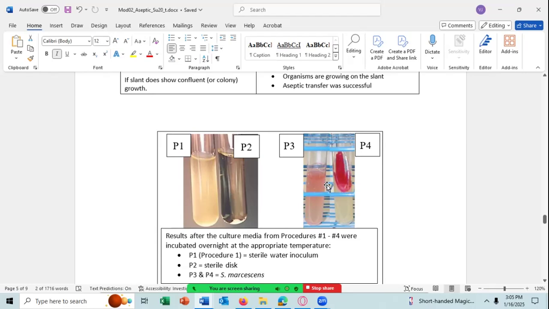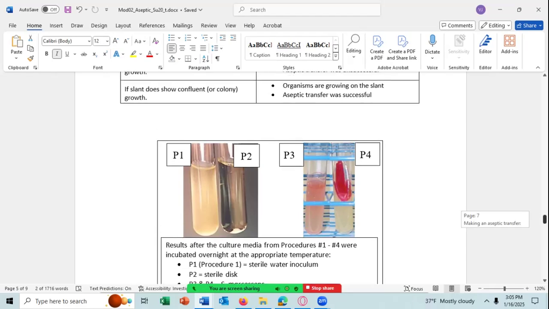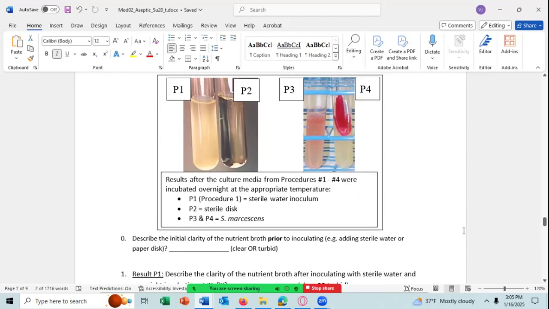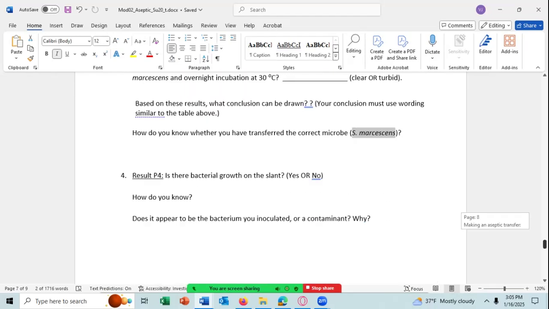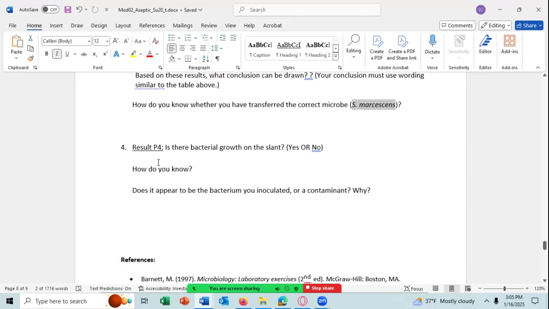You don't need to know this, but Serratia marcescens can swim, and if there's a drop of water here, Serratia marcescens will get into it and then spread there. So that's the results of procedure 4. Come down and answer the questions for 4. For the result of procedure 4, is there bacterial growth on the slant? Just need to answer yes or no. How do you know there's growth on the slant? So discuss that. And then for procedure 4C, does it appear to be the bacterium you inoculated or a contaminant? And you must explain why.